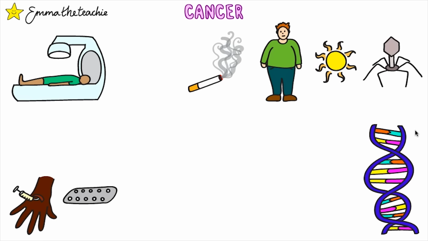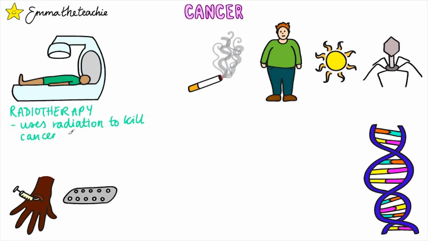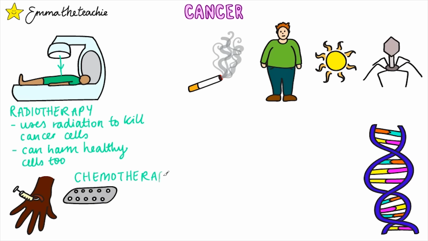The 2 main methods of treating cancer are radiotherapy and chemotherapy. You don't need to know the details of these, so we'll just look at this very briefly. Radiotherapy uses radiation to target and kill cancer cells, but it can harm healthy cells too. Chemotherapy uses chemicals. These can be taken either through tablets or through a vein in the hand or arm.